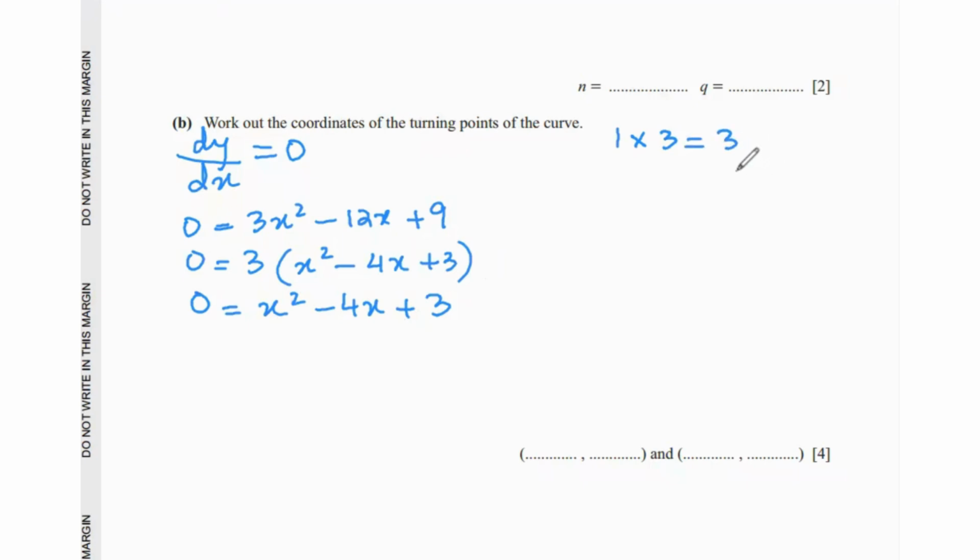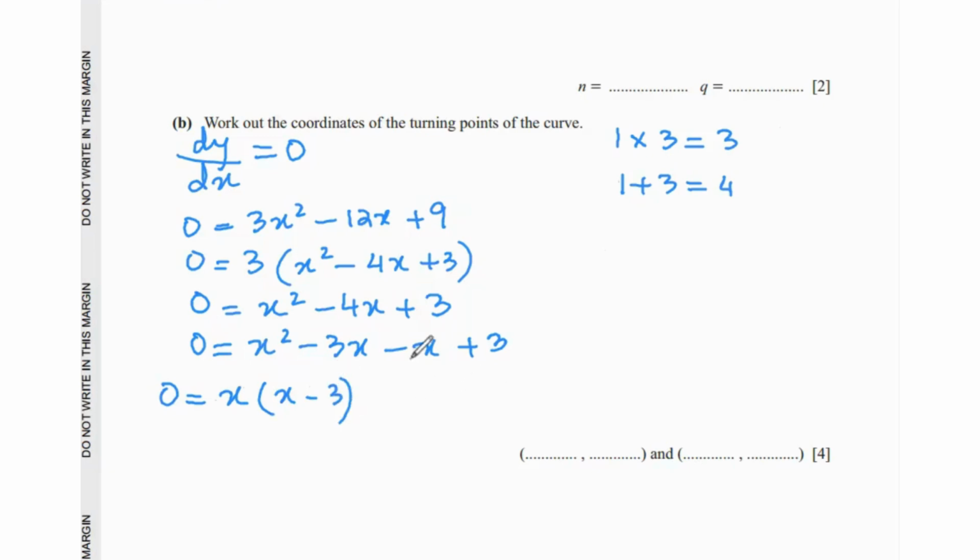Then we use factors of 3 to replace 4. So we know 3 only has one set of factors, which is 3 times 1. And 1 plus 3 is going to give us 4. So we're going to replace negative 4x with negative 3x minus x. Everything else is the same. We're only splitting the middle term using the factors of the number. So negative 3x minus x. Now we factor by grouping. Take x common from the first two terms. So x minus 3 in the bracket. Then we take negative 1 common from the last two terms, which gives us x minus 3 in the bracket.